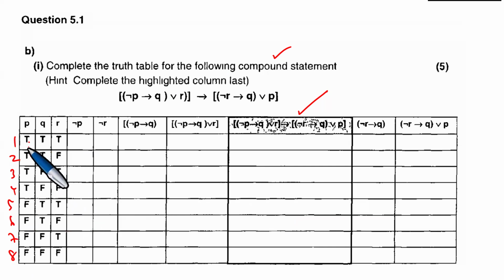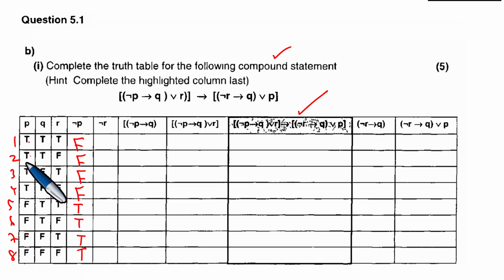Not P would be. Oh, okay. P has four true symbols and four false symbols, and we take the negation of this. If you negate true, you get false. You negate false, you get true.